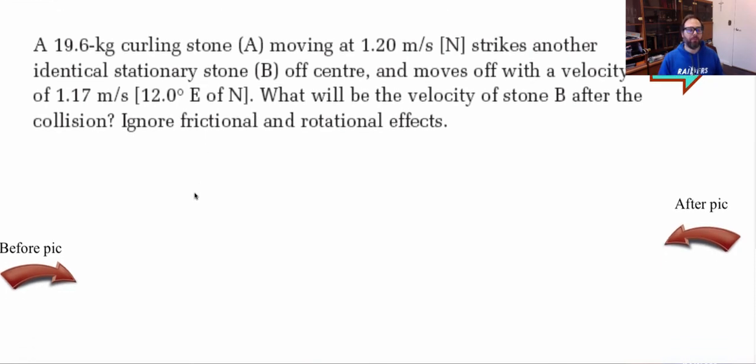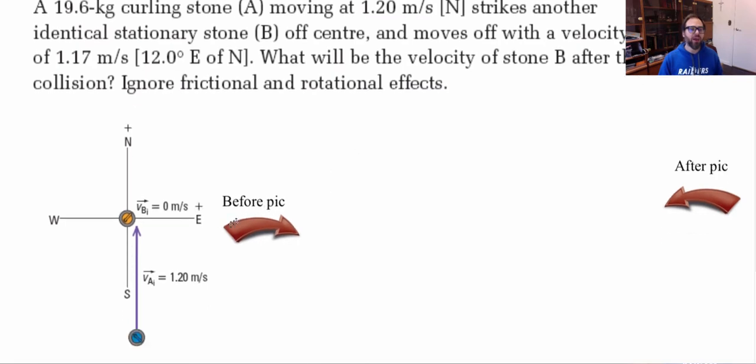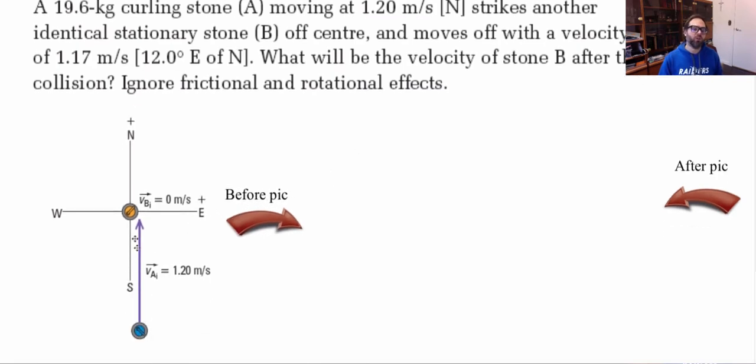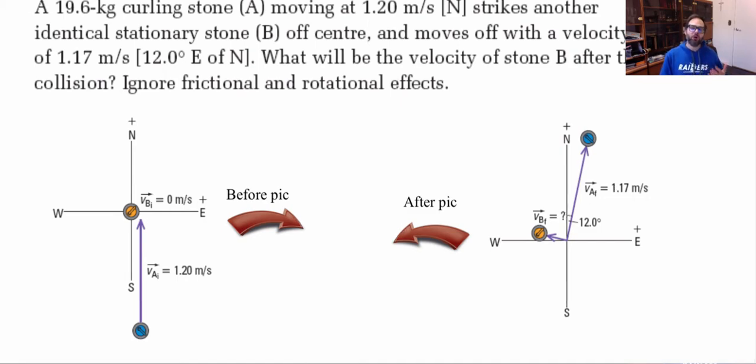Let's take a look at my before picture. It looks something like this. I have a rock going north and it hits my rock B there. Now my after picture looks like this. After the collision, rock B moves this way and rock A is going to be moving at 12 degrees east of north. Now, using the same concepts as in Math 20, I'm going to switch my angle here. I'm going to look coming off the east and say this is 78 degrees for my calculations. That way I can use circumference to help me with my calculations.